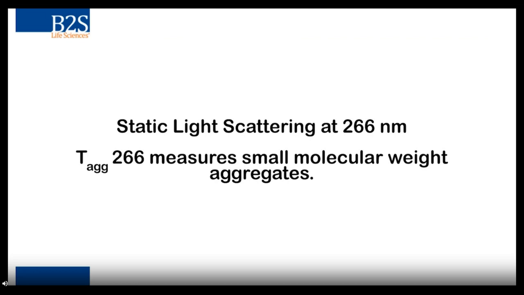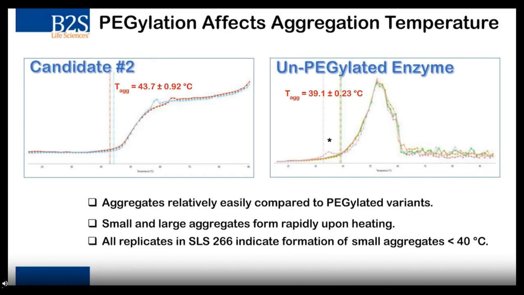So one other metric that we studied in this case, but didn't discuss in the previous one, is the static light scattering, or SLS, using the 266 nanometer laser. The purpose of this analysis is to detect and quantify small molecular weight aggregates. So that would be particles that would scatter 266 nanometer light.